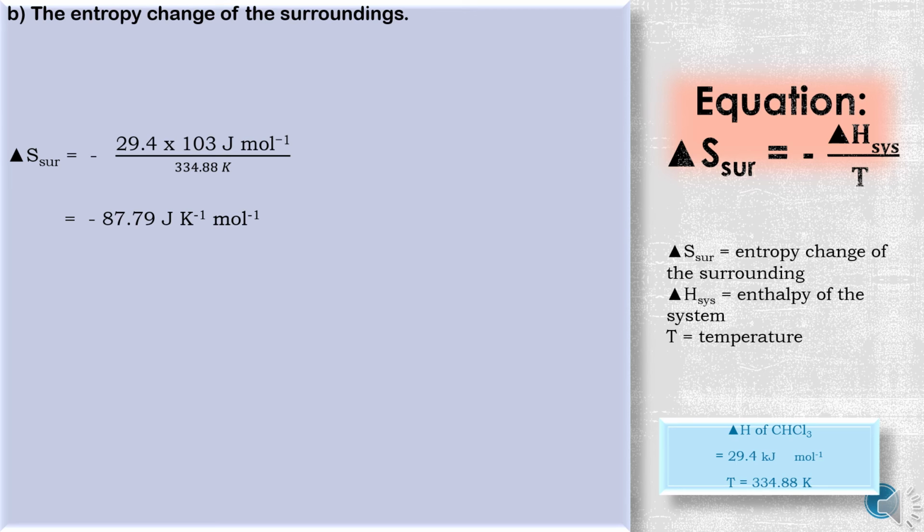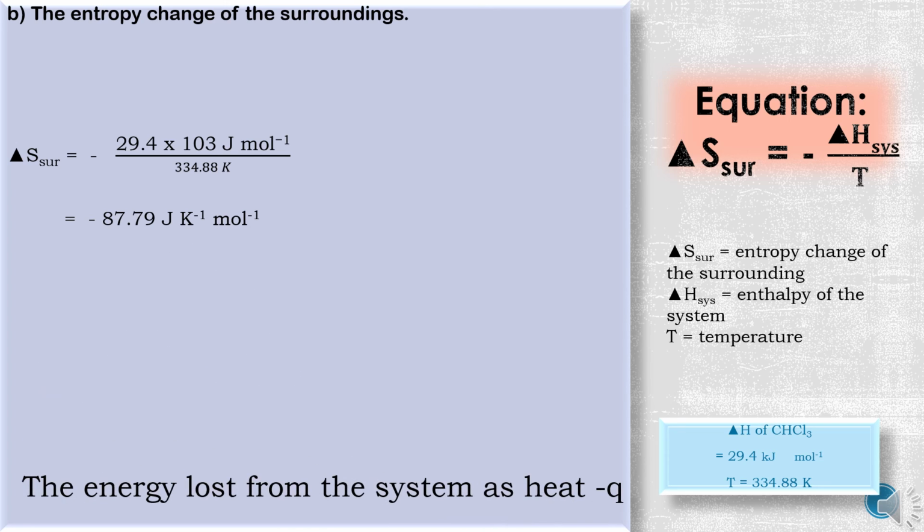The difference between this question and the previous question is the sign of the final answer. Before, we got the final answer with a positive sign, while for the last question, we got the final answer with a negative sign, because the energy is lost from the system as heat. That's why we use the negative sign.